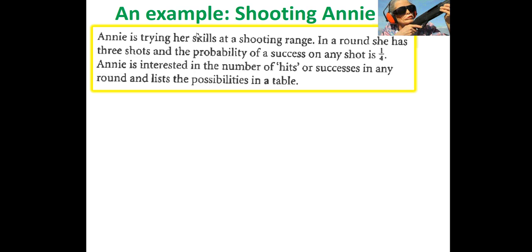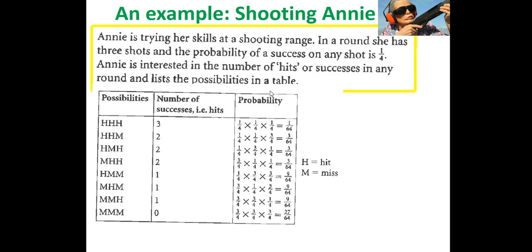Shooting, Annie. Annie is trying her skills at a shooting range. In a round, she has 3 shots, and the probability of a success on any shot is 1/4. So p is defined as being 1/4. Annie is interested in the number of hits or successes in any round and lists the possibilities in a table. Notice there are 3 shots, so n equals 3, p equals 1/4, and therefore q equals 1 minus 1/4, which is 3/4.